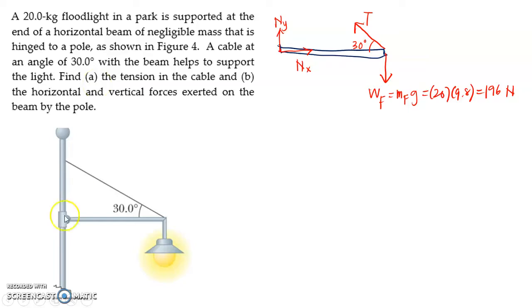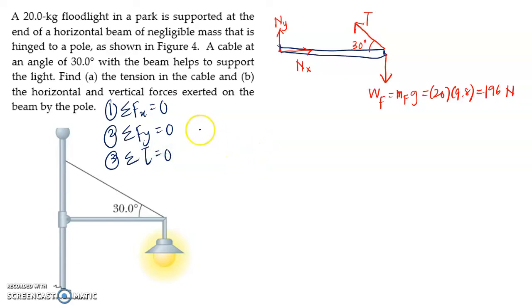To solve the first question, finding the tension in the cable, we will be utilizing the first equation. In total, we have three equations. The first one, total force along the x component must be equal to 0. Number 2, total force along the y component is equal to 0. And the last one is total torque is equal to 0. So these three conditions are important for any object to be in static equilibrium.